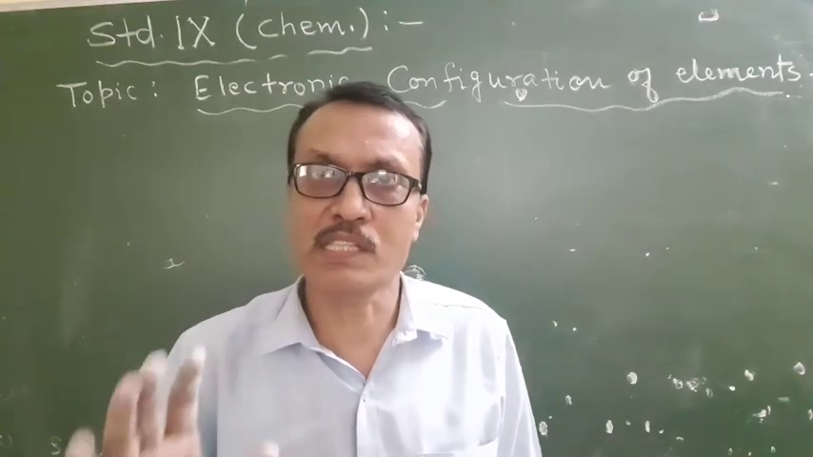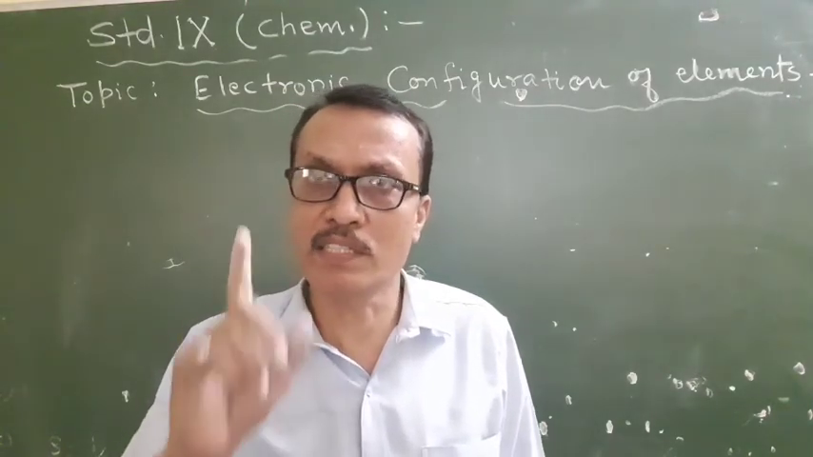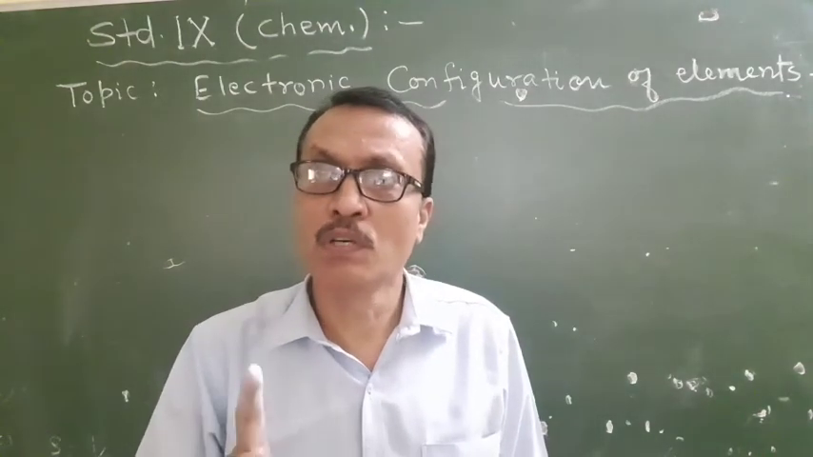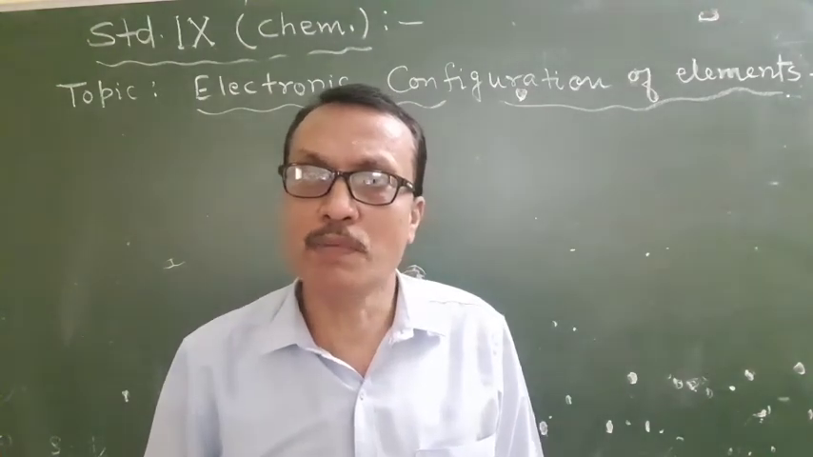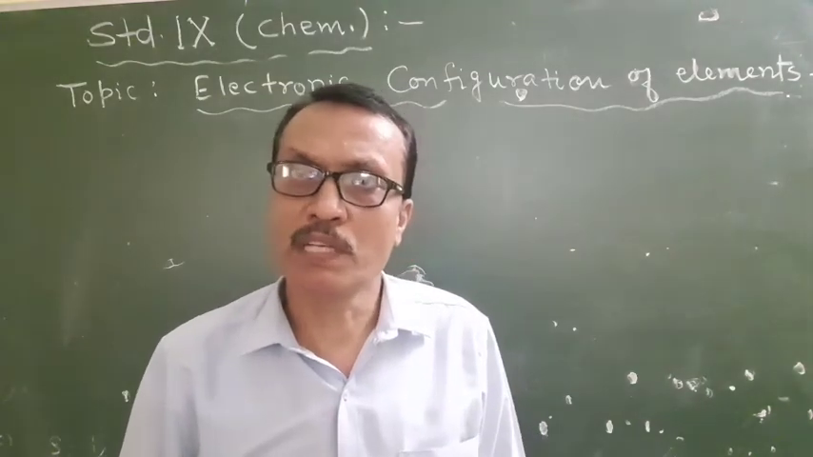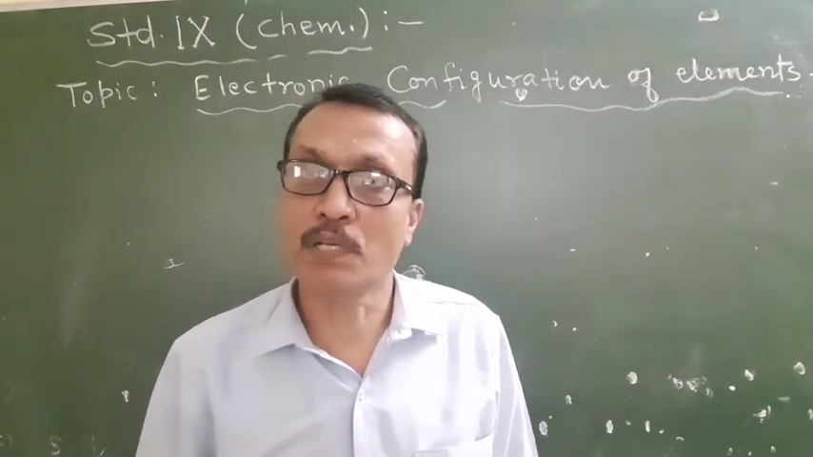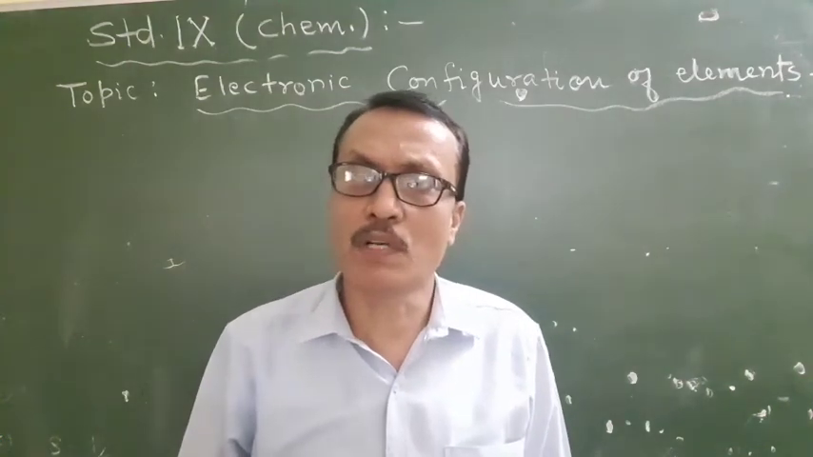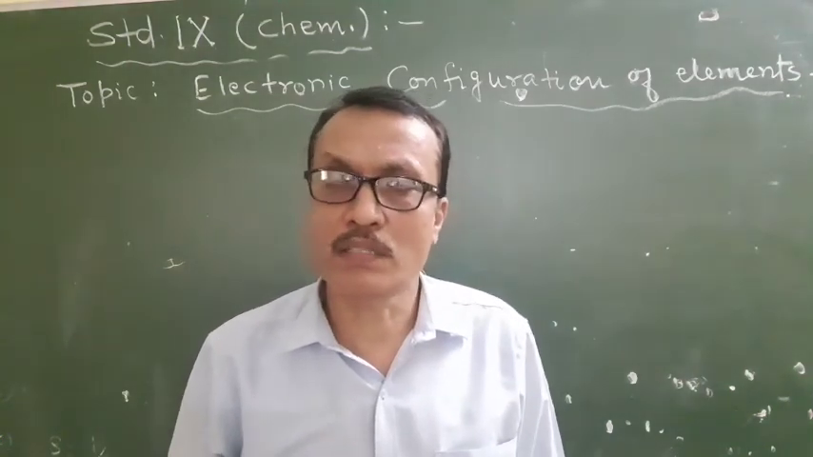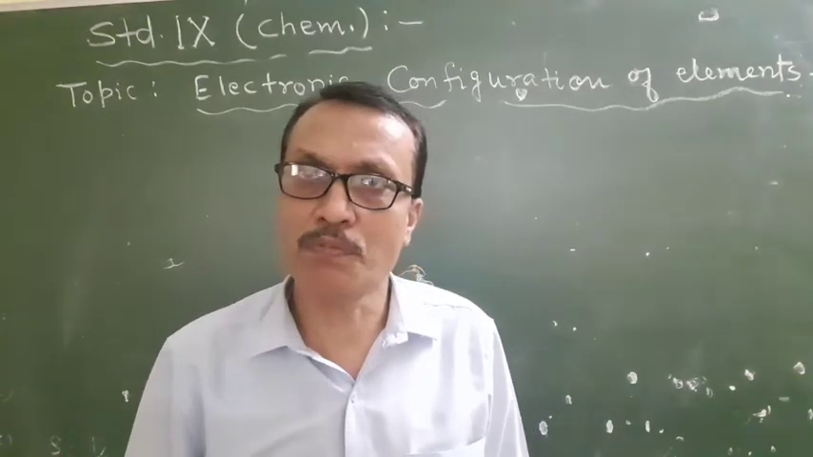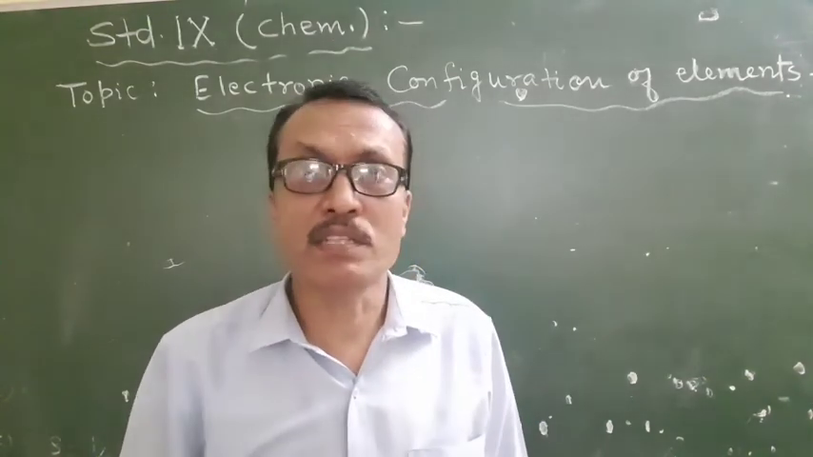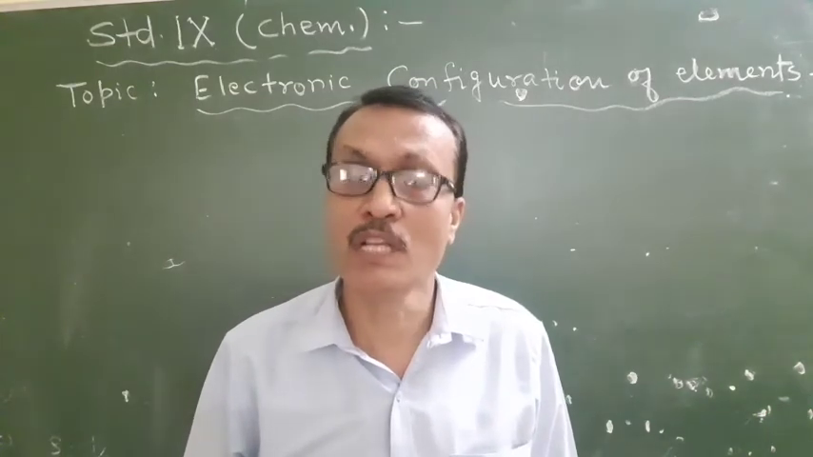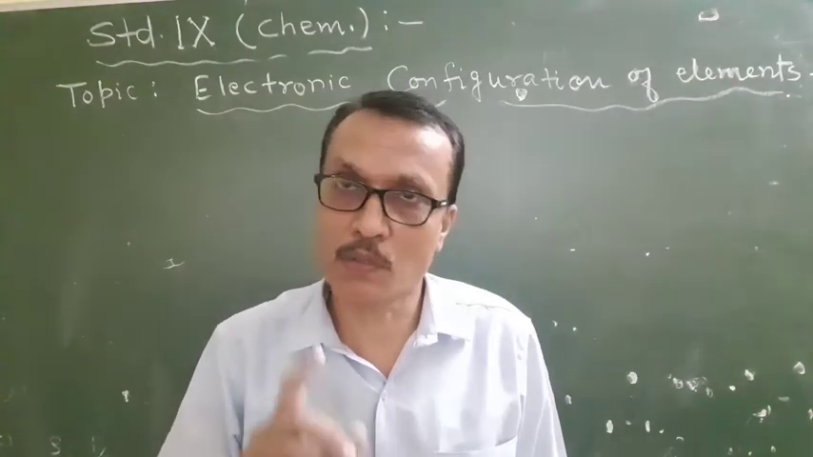Students, in class 9, first you have to memorize the atomic number of elements starting from hydrogen to calcium. This is mandatory, this is compulsory. All the students must know the atomic number of elements from atomic number 1 to atomic number 20. Because if you don't know the atomic number of elements, you cannot write the electronic configuration of elements. So this topic is related to atomic number, and first of all, you must memorize it at home.